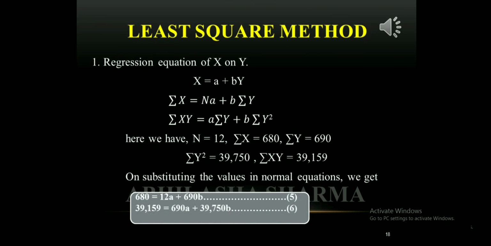Similarly, we will calculate the regression equation of x on y with the help of given equations. Here we will substitute the values of n equals 12, sigma x equals 680, sigma y equals 690, sigma y square equals 39,750, sigma xy equals 39,159 in normal equations. We get equation number 5 and 6, which are 680 equals 12a plus 690b and 39,159 equals 690a plus 39,750b.